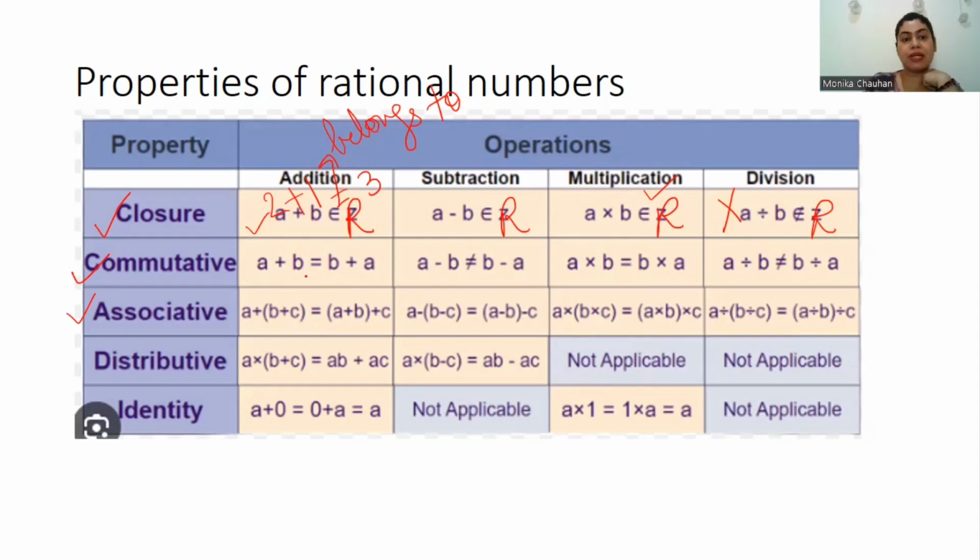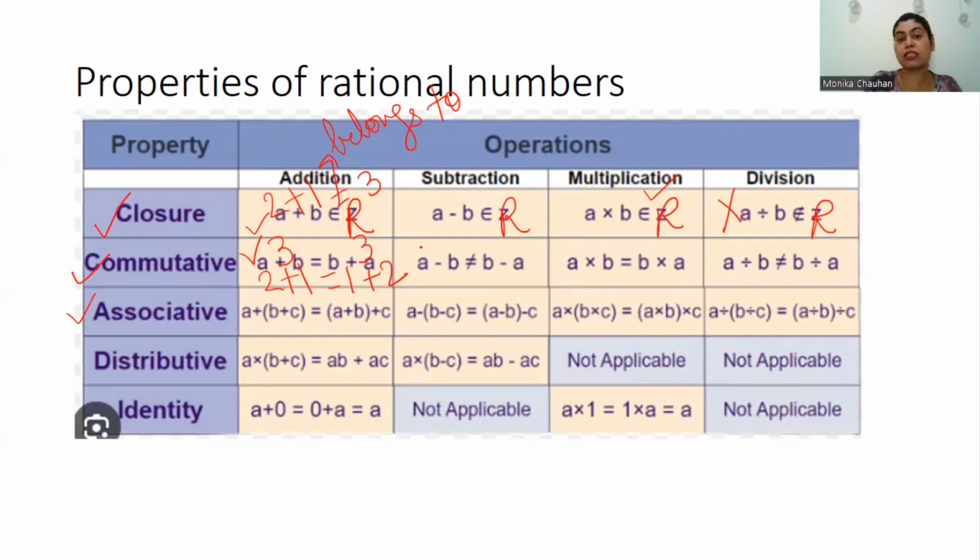Now commutative, a plus b is equal to b plus a. What does it mean? If I change the order of those numbers, even then my answer remains the same. So if I say 2 plus 1 is equal to 1 plus 2, it means the same. 2 plus 1 gives 3, and 1 plus 2 is also 3. If you change the order of your numbers, your answer remains the same. So a plus b is equal to b plus a. So commutative property holds true for addition. It is correct, always.